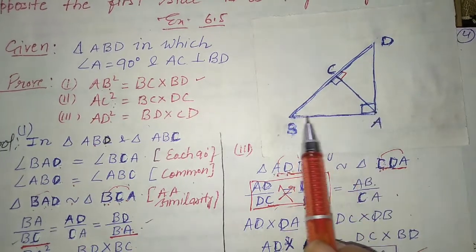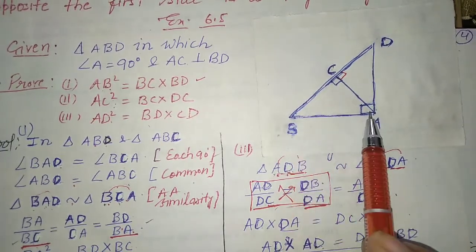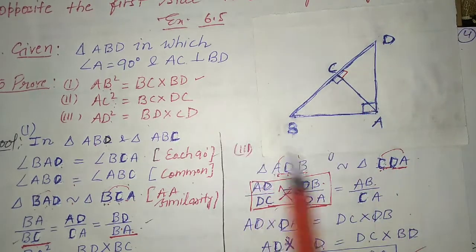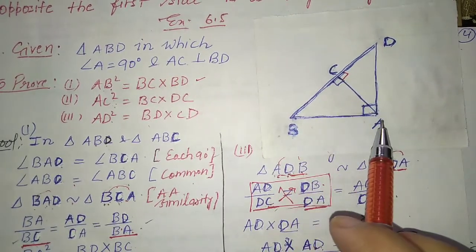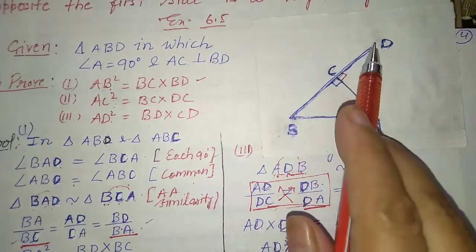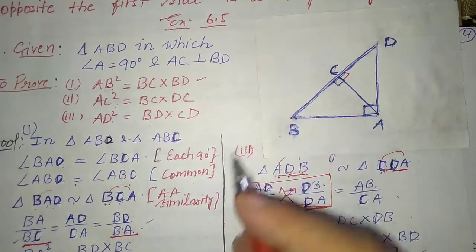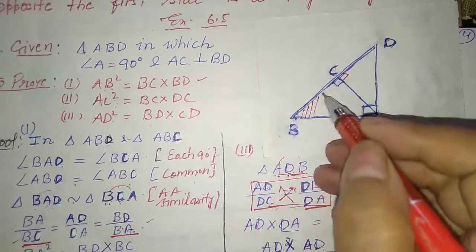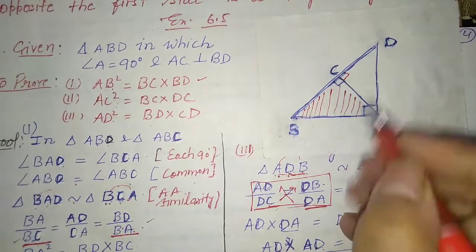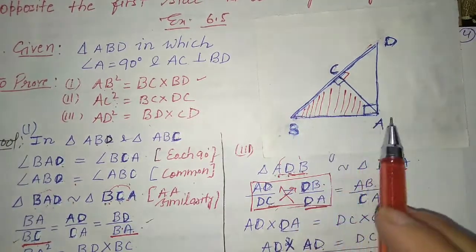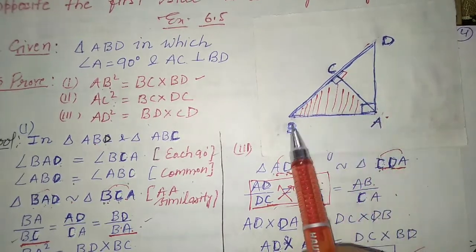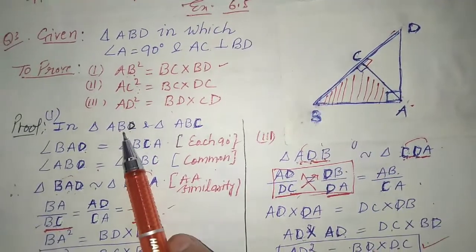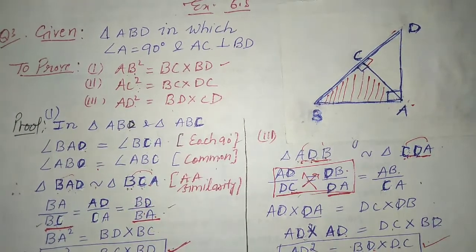So this is AB square. This side is here. So we have to choose triangles such that this AB will come 2 times. So here we will take triangle ABD, the complete triangle, and the smaller triangle in which the AB side is there, triangle ABC. So here we have taken triangle ABD and triangle ABC.